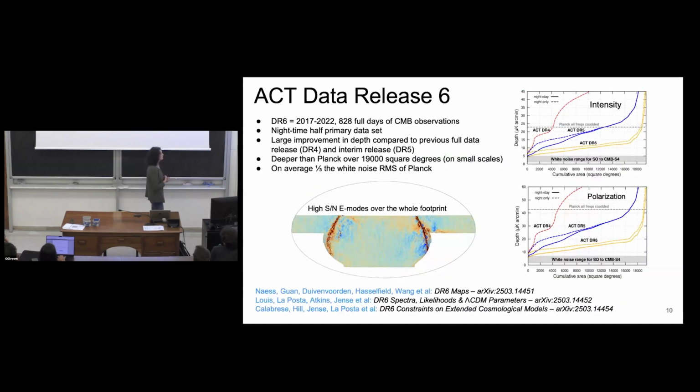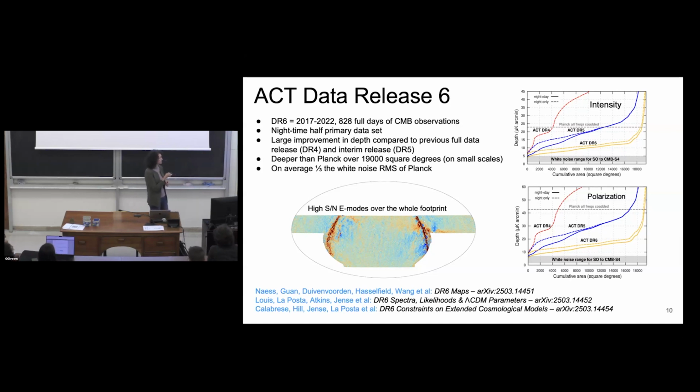So what we put out in March is what we call data release 6, and this is just a cumulative number representing all the different data releases that have come out of the collaboration. The data that were part of this release include observations collected during 2017 to 2022, mostly using solely nighttime observations.